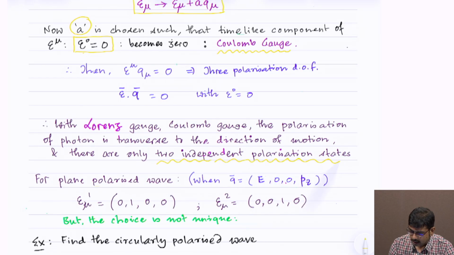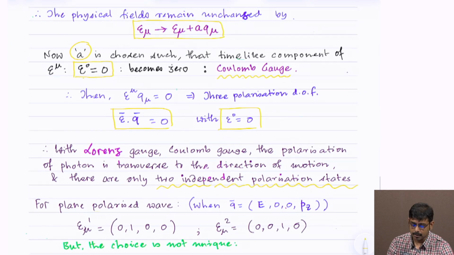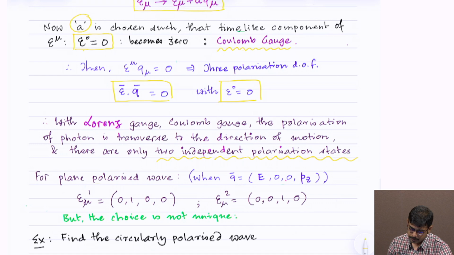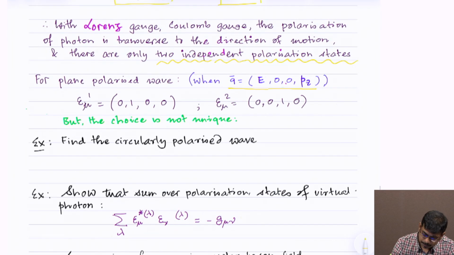So, this is what we actually come to, that this epsilon dot q is equal to 0 with epsilon 0 equal to 0, which is a result of the Coulomb gauge, which utilizes this freedom that epsilon mu can go to epsilon mu plus a q mu. And if you choose q equal to (E, 0, 0, p_z), then I can choose epsilon mu with 1 degrees of freedom like (0, 1, 0, 0), and the other one along the y direction, and this is (0, 0, 1, 0).